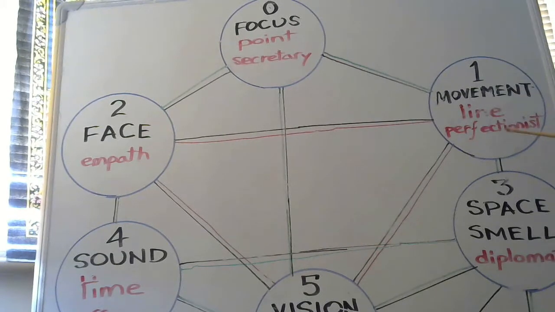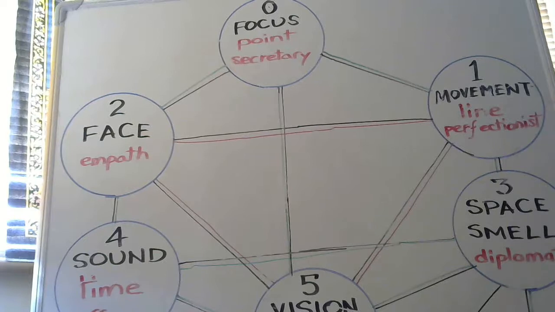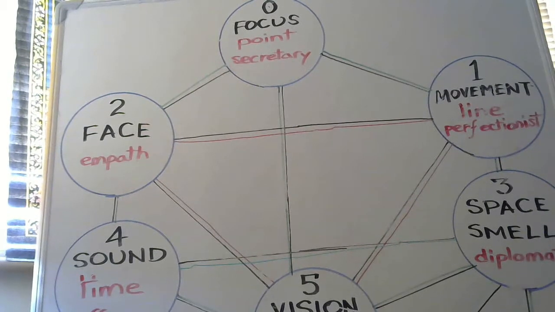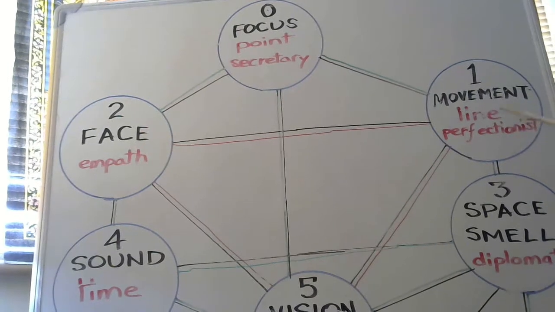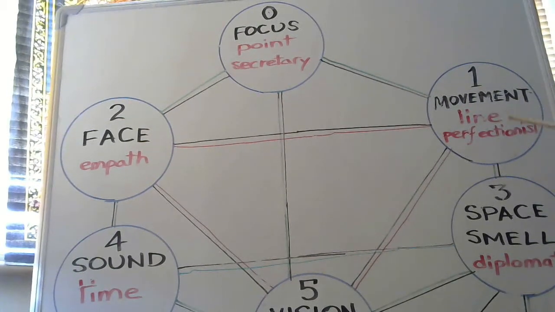Property 15 is going back home, being put in its original place. Property 16 is moving out. So property 15 is in. Property 16 is out.